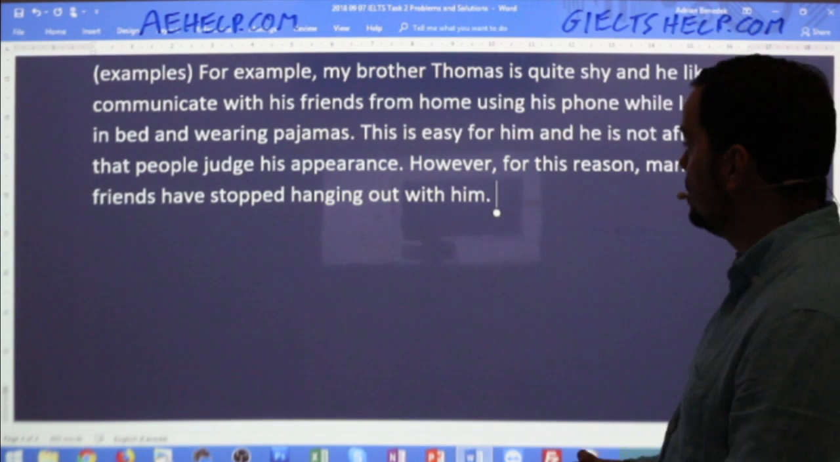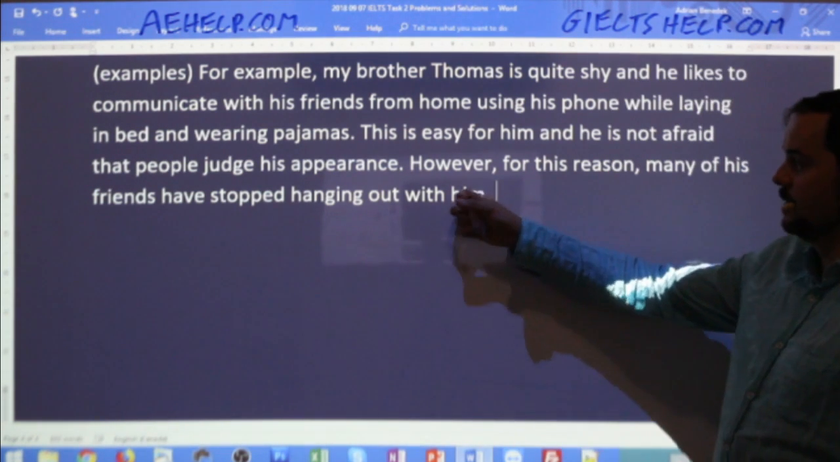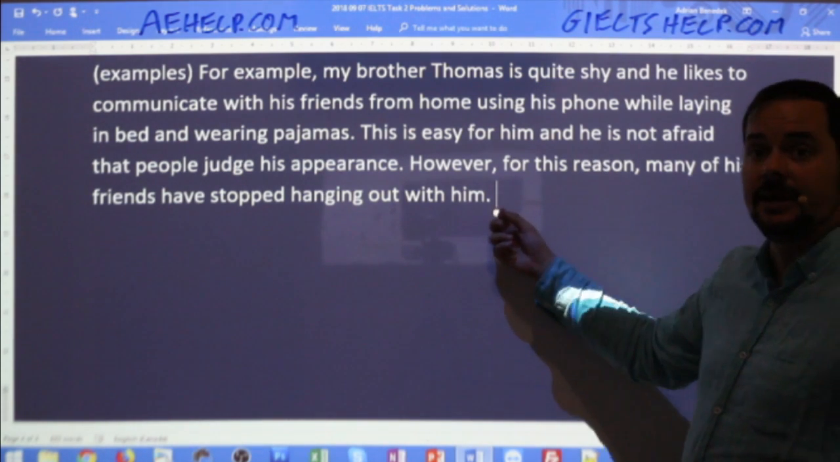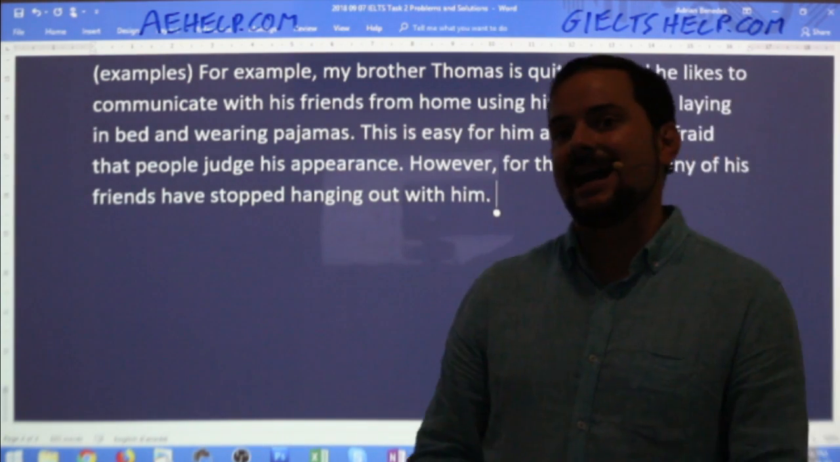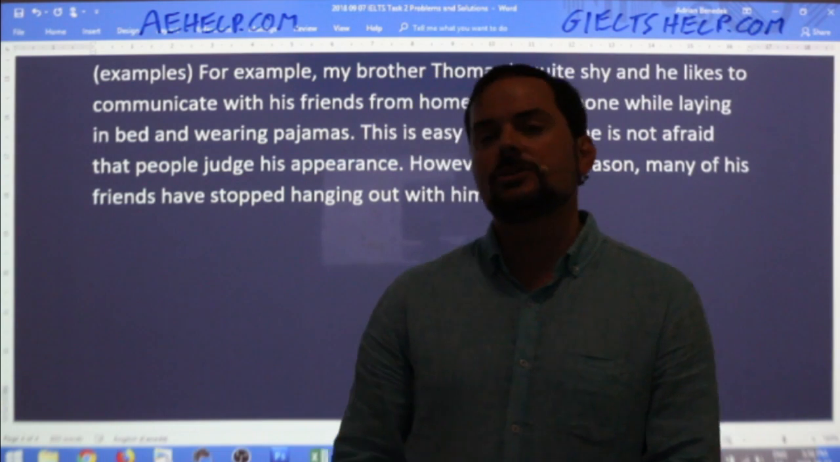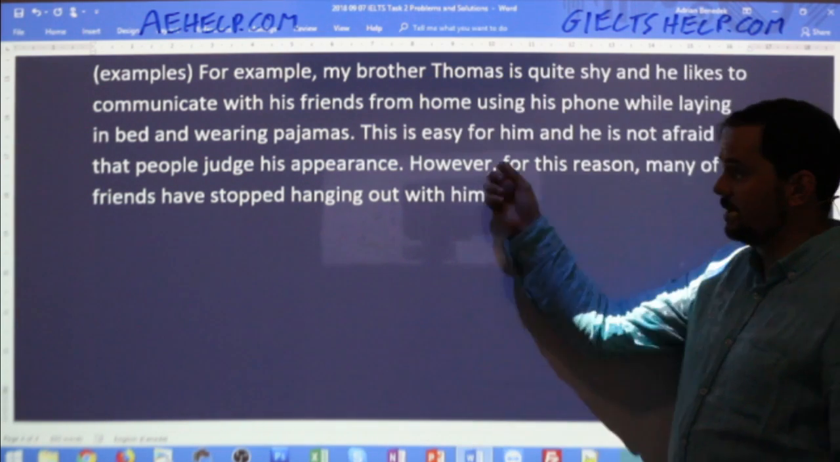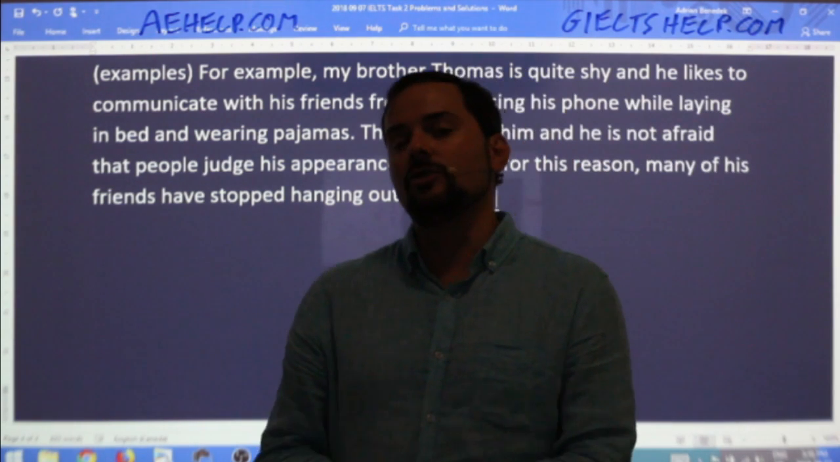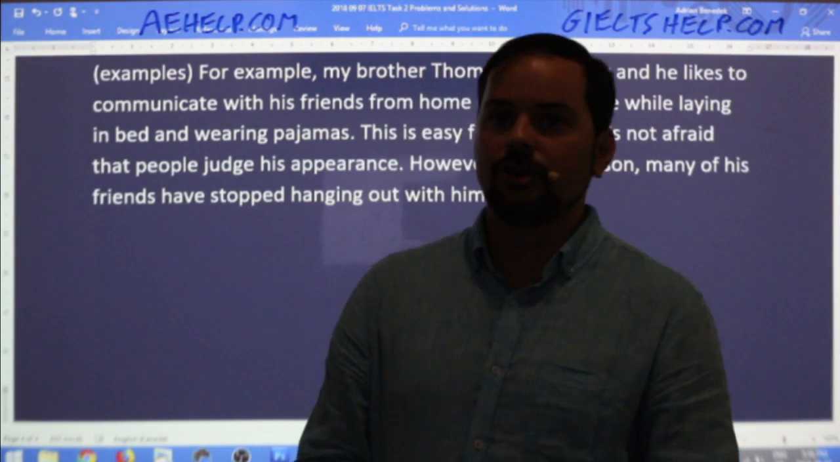You might finish your example with something similar. However, these days, I'm starting to feel a bit lonely because of lack of physical contact. So you might want to finish it off that way, just to show that this does lead to a problem in the long term. Okay.